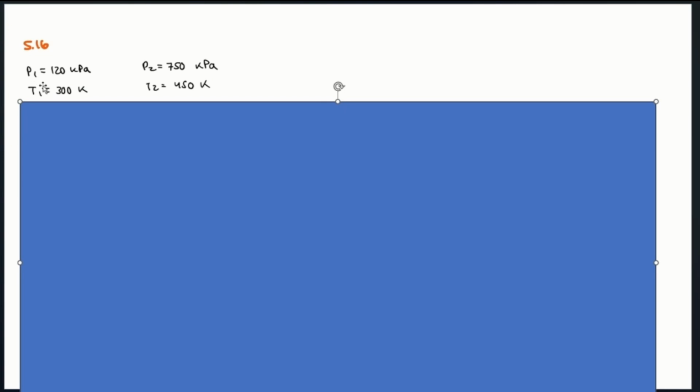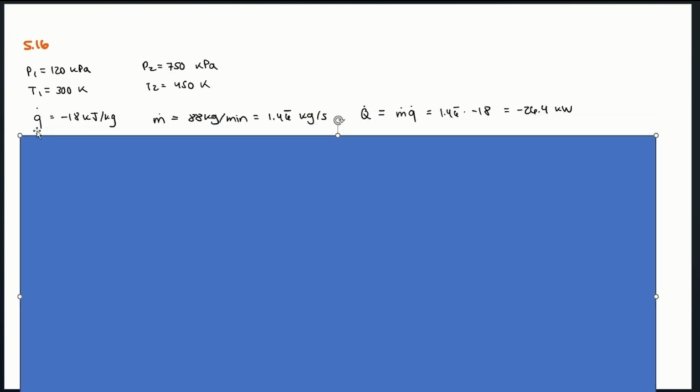Before we begin solving the problem, it is a good idea to first write down the given variables. So, in the problem, P1, T1 are given as 120 kilopascal and 300 Kelvin, while P2, T2 are given as 750 kilopascal and 450 Kelvin. Next, small q, or the specific heat, is given as 18 kilojoules per kilogram. However, this is negative because there is a heat loss to the surroundings. And the mass flow rate is given as 88 kilograms per minute.